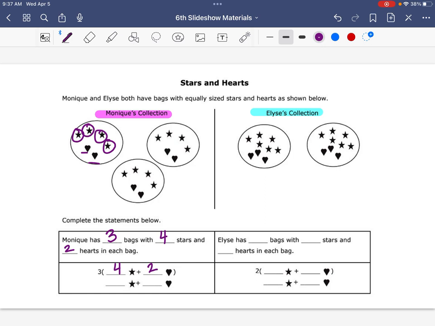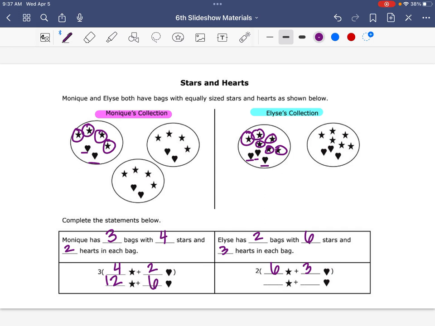Elise has only 2 bags, but in each of her bags there's 1, 2, 3, 4, 5, 6 stars and 3 hearts in each bag. So mathematically we can say 2 groups or 2 bags of 6 stars and 3 hearts. But if we wanted to know the total, we could count individually. But if I know she has 3 bags, each of them have 4 stars, that is 12 stars total, because 3 groups of the 4 stars. But she's also going to have 3 groups of the 2 hearts, so that's 6 hearts total.